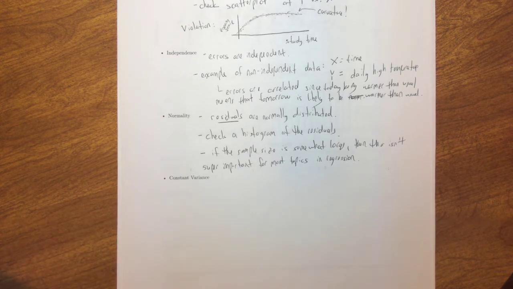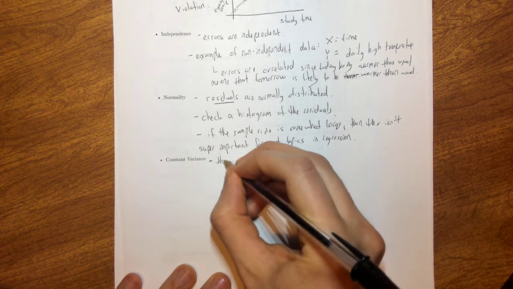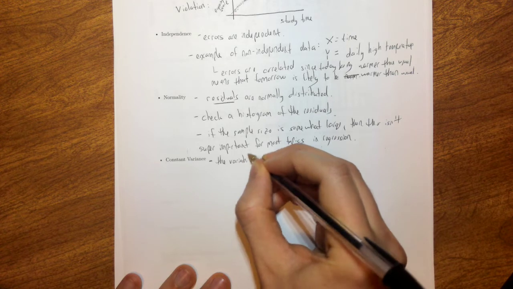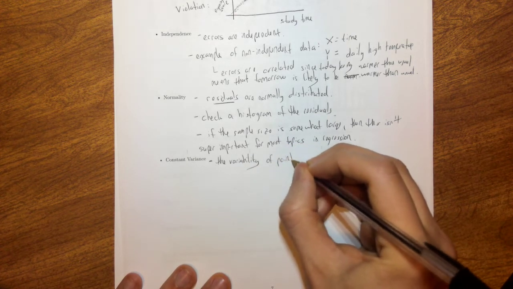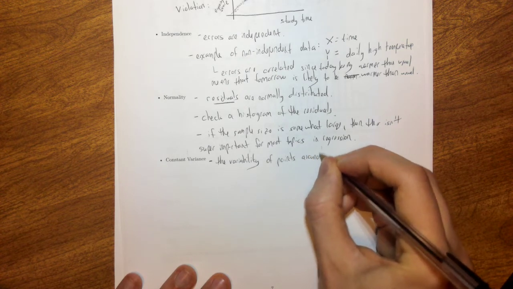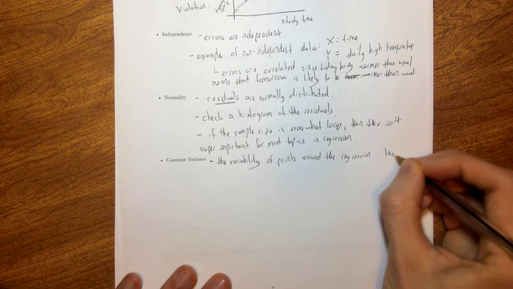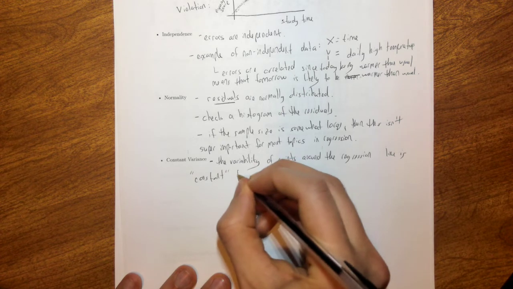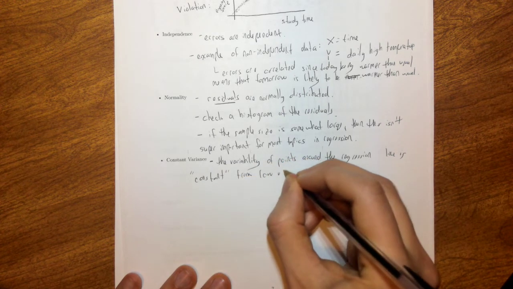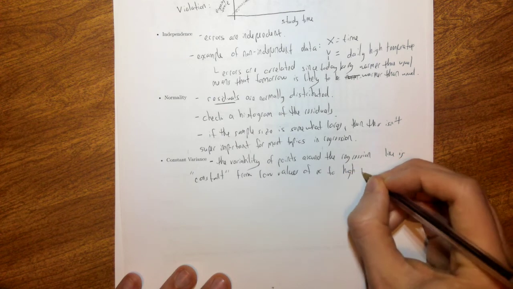The final assumption, I think, is the newest one. And this is constant variance. We'll write out what this is first, and then we'll see it in action. Constant variance means that the variance of points around the regression line is constant from low values of x to high values of x.